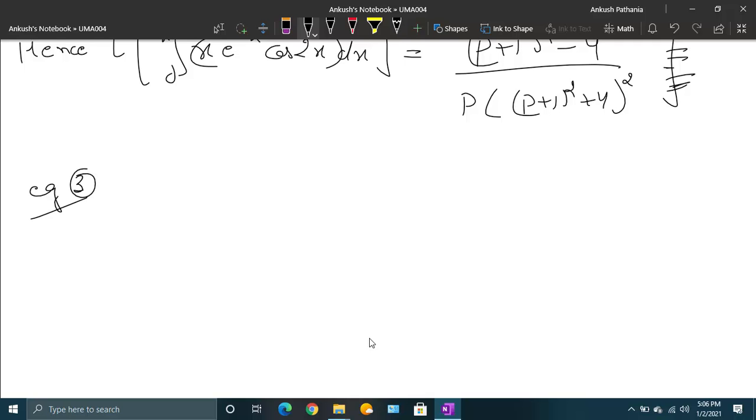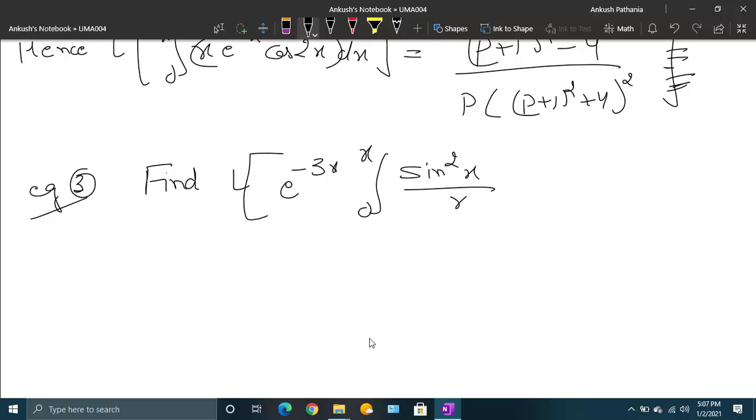Now coming to example 3: find the Laplace of e raised to power minus 3x times the integral 0 to x of sine square x upon x dx.